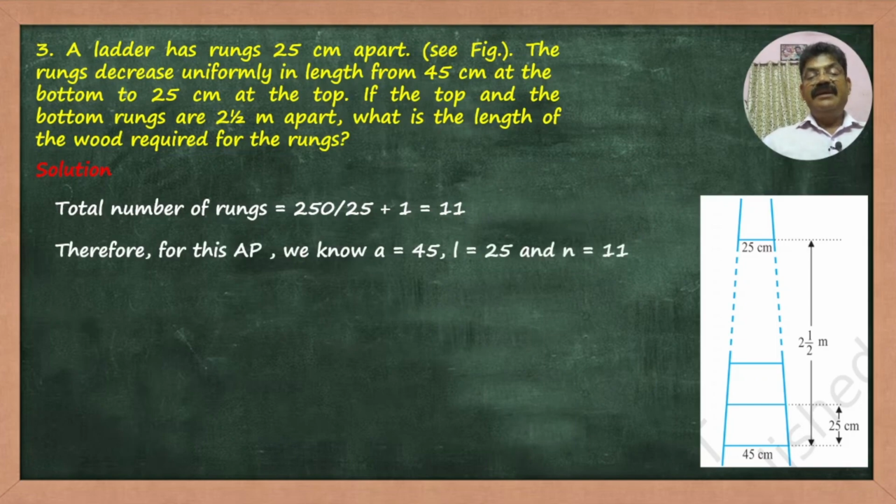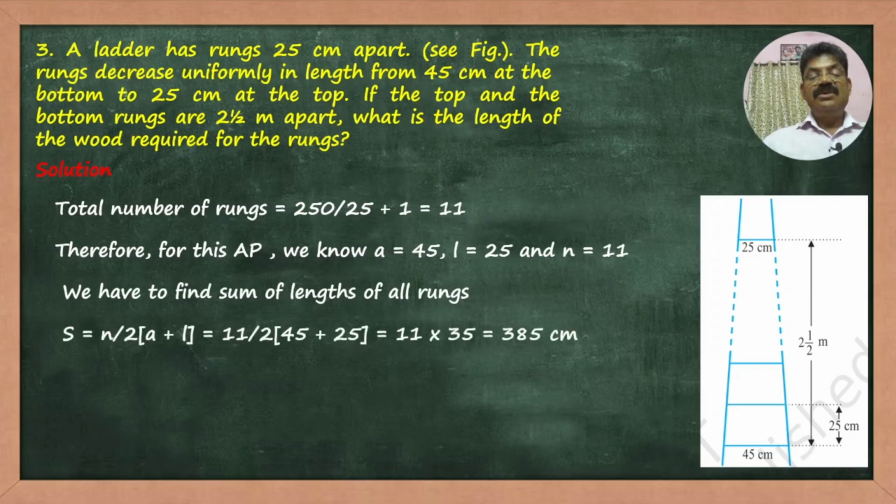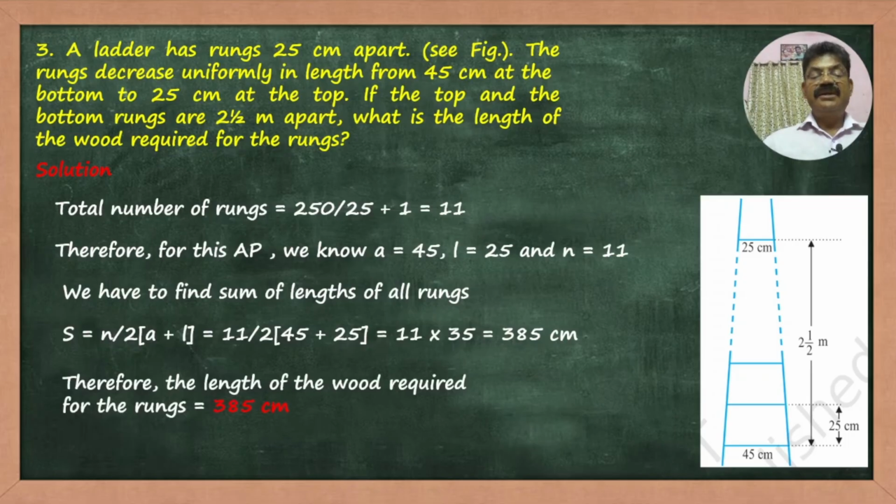Therefore, for this AP, we know A is equal to 45, L is equal to 25, and N is equal to 30. So we have to find the lengths of all rungs. So S is equal to N by 2 into A plus L. So it is 385 centimeter. Therefore, the length of the wood required for the rungs is equal to 385 centimeter.